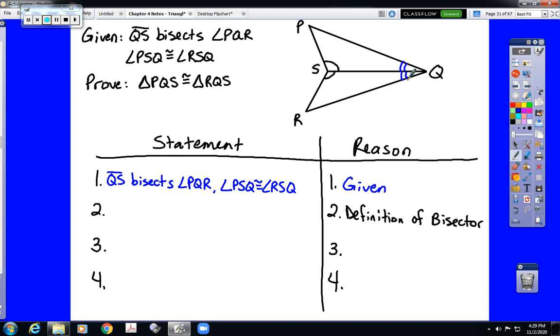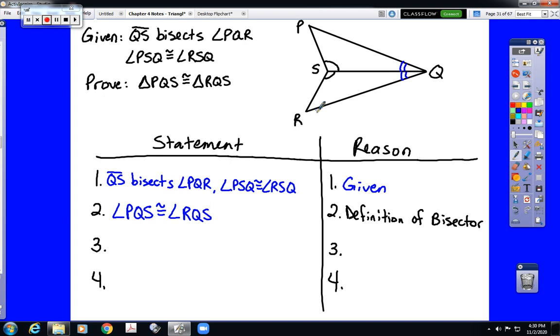So by the definition of bisector, we should be able to state that the angle on top, which would be angle PQS, or SQP, is congruent to angle RQS, or SQR. Doesn't matter which way you name them, but you have to use the 3-letter method. PQS is the top angle, RQS is the bottom angle. These two angles have to be congruent because QS is bisecting the big angle PQR.